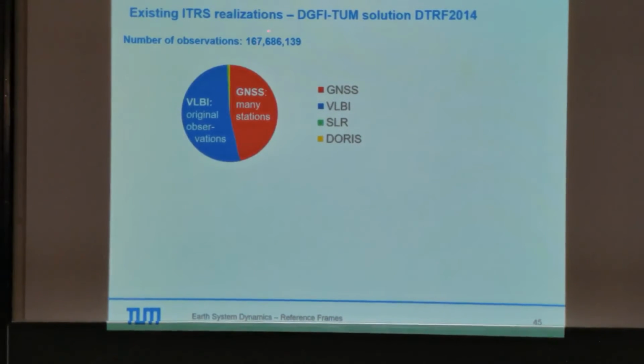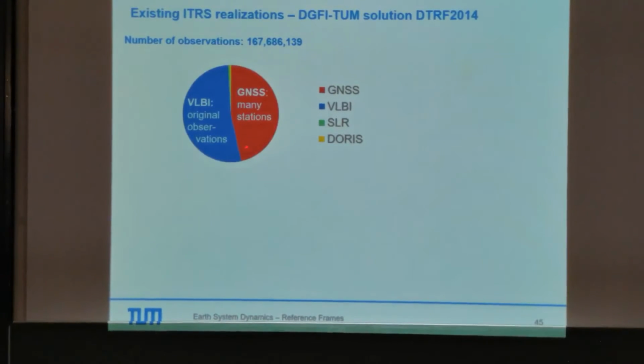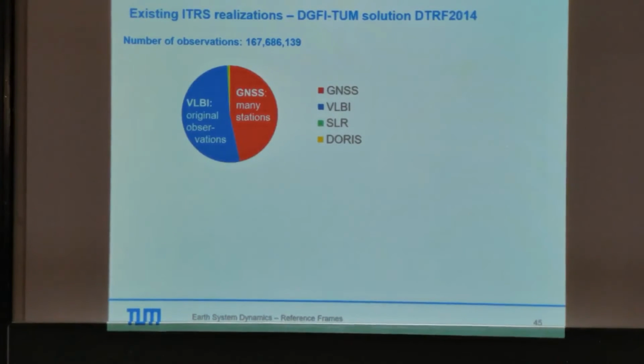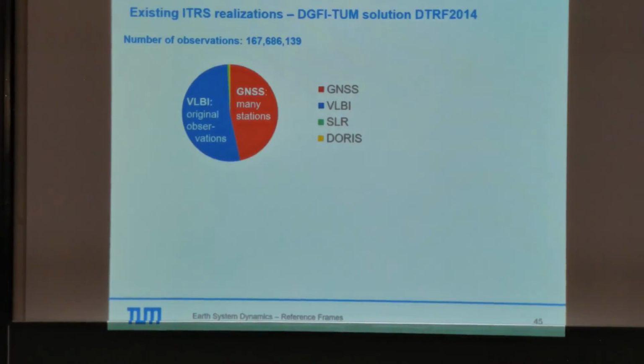We have in total 167 million observations. The majority are VLBI and GNSS observations, and then we have a small amount of SLR and DORIS observations. So this is our N. The redundancy, as in the example before, is N minus U, number of observations minus number of unknowns. So we have roughly 170 million observations. You can expect this was in 2014.